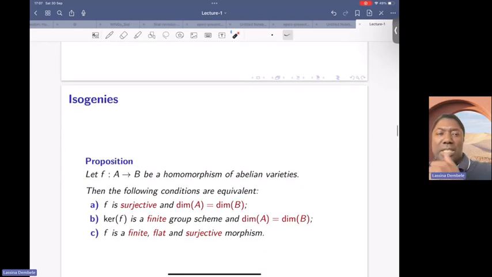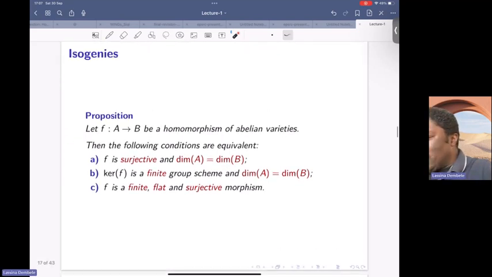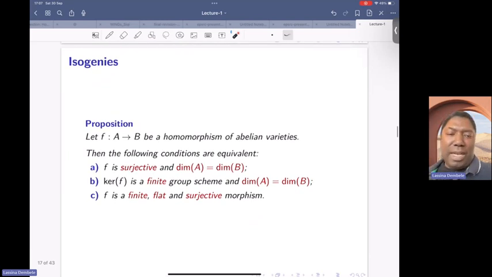So we are going to need these two theorems later, the theorem of the cube and the theorem of the square. But for now, I'm going to discuss the notion of isogeny for abelian varieties. So in order to give you the definition of an isogeny, I'm going to start with a theorem first, or rather a proposition.